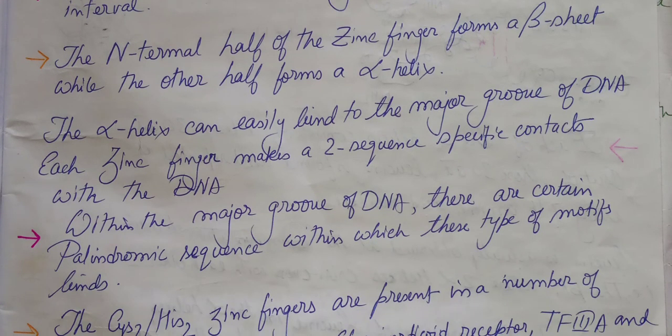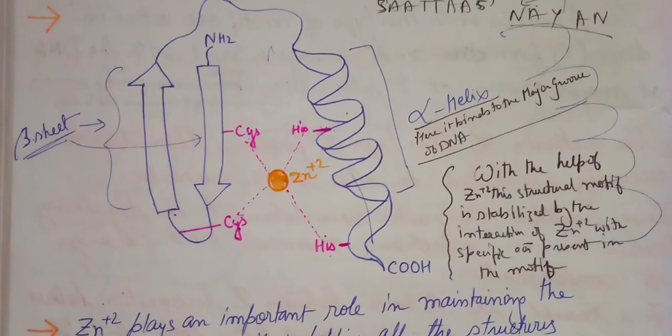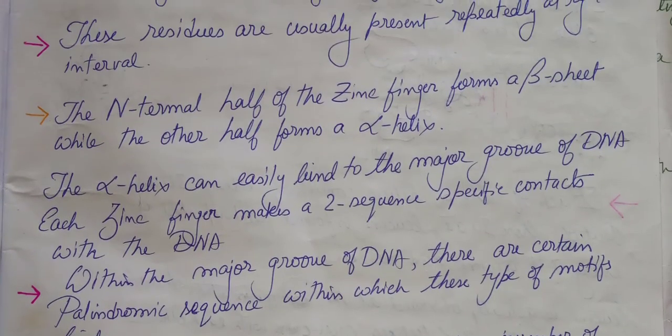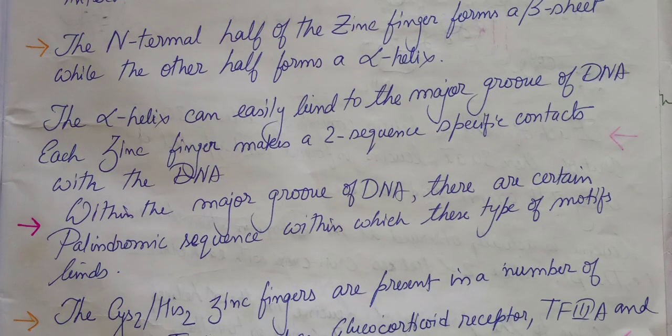The alpha helix can easily bind to the major groove of the DNA. So as you can see, this alpha helix can bind to the major groove of the DNA, right? And each zinc finger makes 2 sequence specific contacts with the DNA.